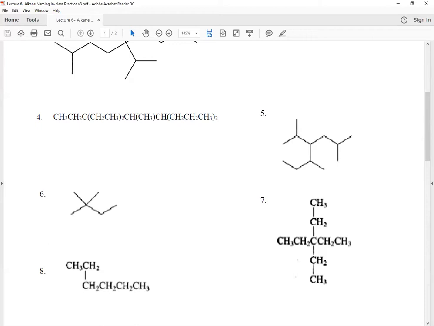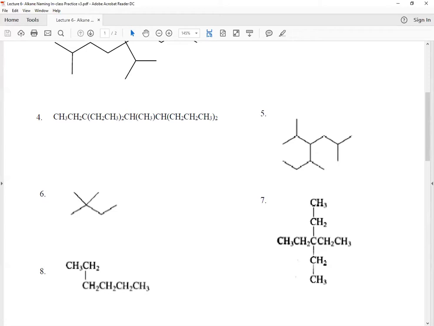So CH3, CH2, C, and then CH2, CH3, CH2, CH3, then CH, oh, that's going to crash, I'm running out of space. Let's draw this one going this way. And then CH, CH2, CH2, CH3, CH2, CH2, CH3. All right, a lot going on here.